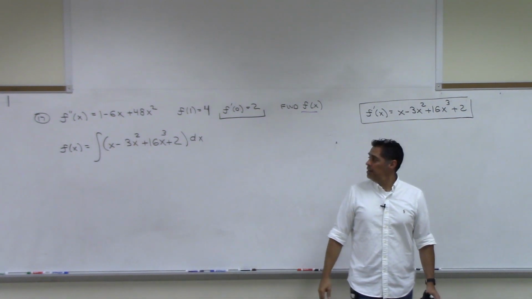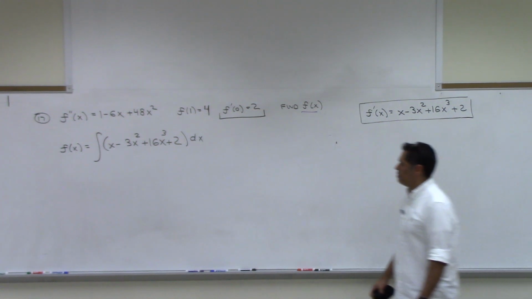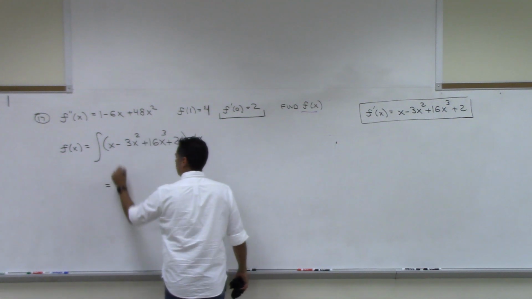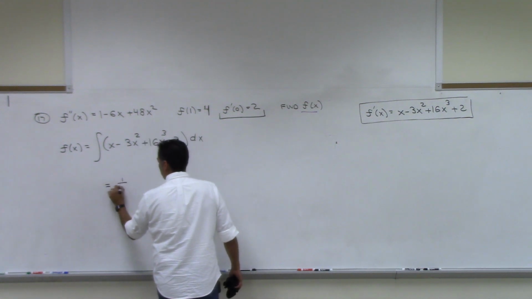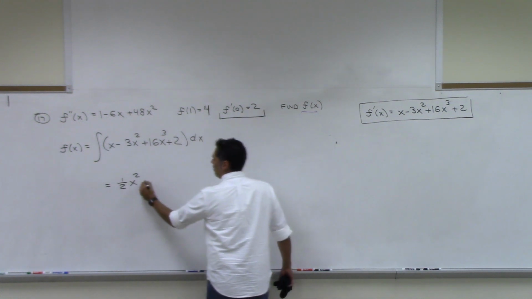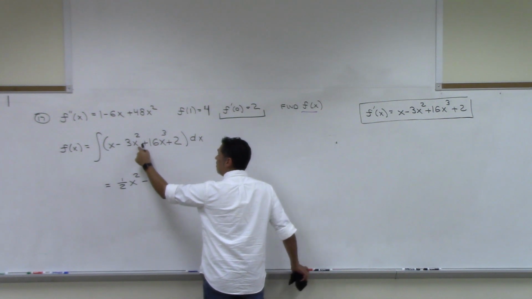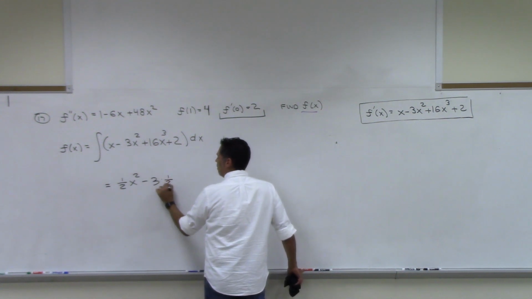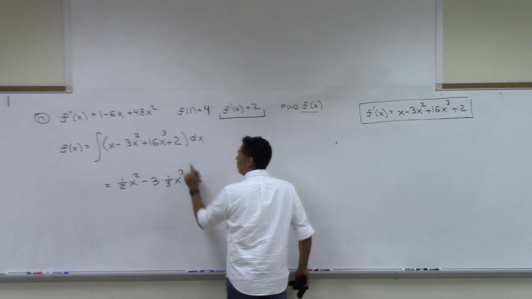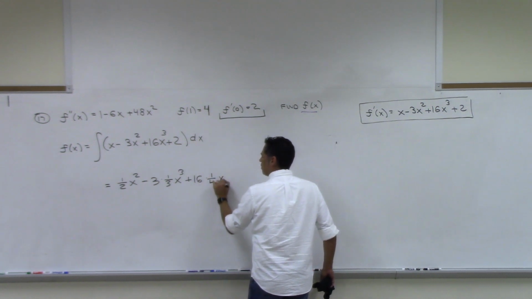This is going to suck. I can already see this is going to suck, but okay, it is what it is. Let's do it. What is the antiderivative of x? 1 over 2x squared. Okay, what is the antiderivative? Let me see, I'm going to write minus 3. What's the antiderivative of x to the second power? 1 over 3x cubed, right? Plus the 16. What's the antiderivative of x to the third? 1 over 4x to the fourth, right?